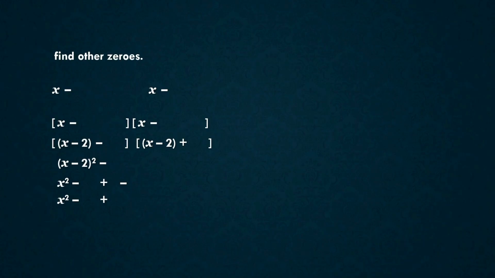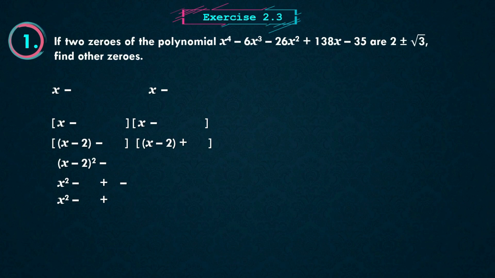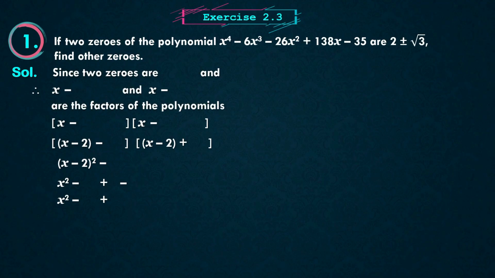Now let us solve question 1 from exercise 2.3. The question says that two zeros of the given polynomial are 2 plus root 3 and 2 minus root 3, and we have to find the other zeros. First, remember an important concept. If a number is a zero of a polynomial, then x minus that number becomes a factor of the polynomial.